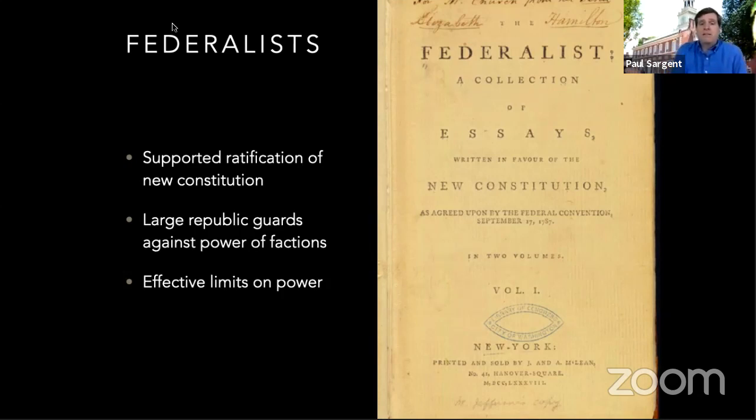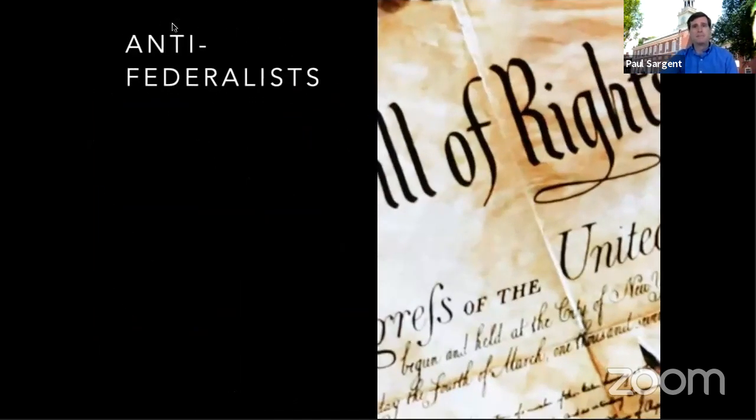It also put in effective limits on the power of the government. It lists specifically in the Constitution what the powers of each branch of government are. And they put together a series of Federalist Papers. These are a collection of essays, as you can see here on the right, written to explain why this Constitution is an awesome idea and the states should ratify it. Especially look at Federalist Papers number 10, the big one, and number 51 is the other one, which is really important for today.